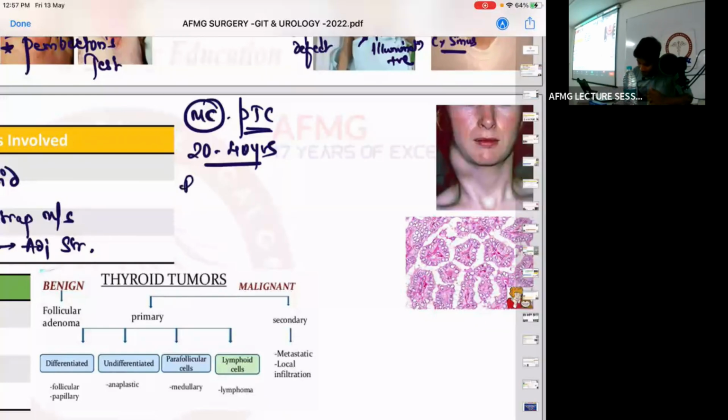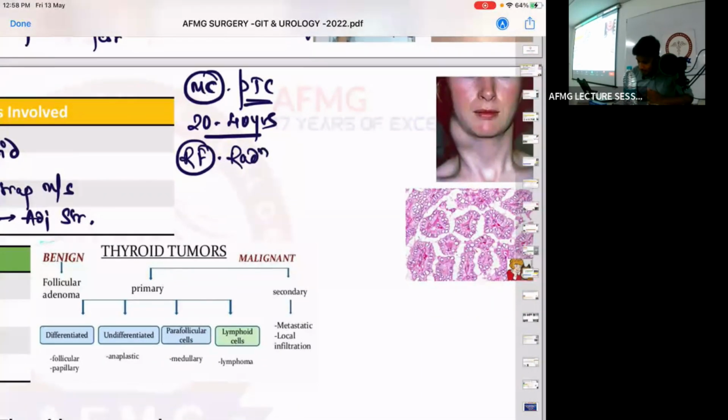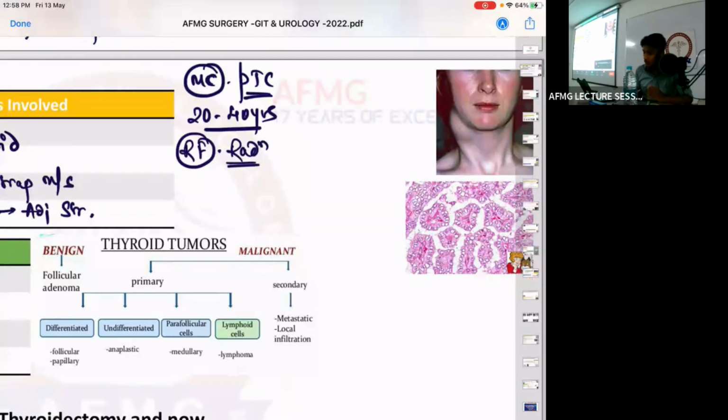Important risk factors for papillary thyroid cancer. It is associated with radiation exposure. And the second most important is family history. It is also associated with other syndromes. Another is a history of thyroglossal cysts. So which are the most important risk factors for papillary thyroid cancer? First is radiation exposure, second is family history.